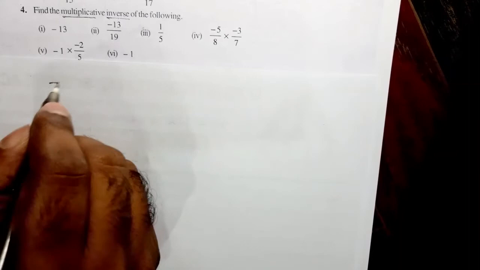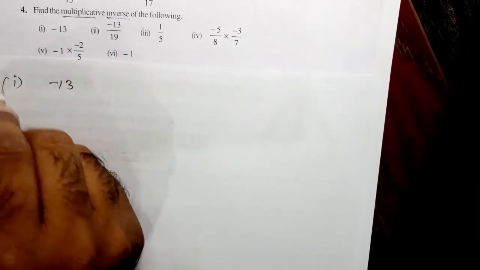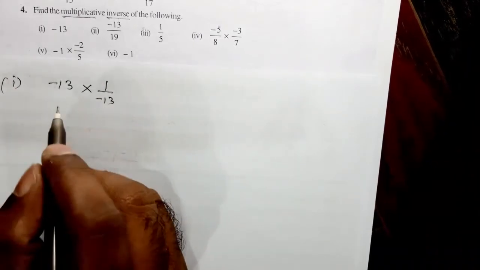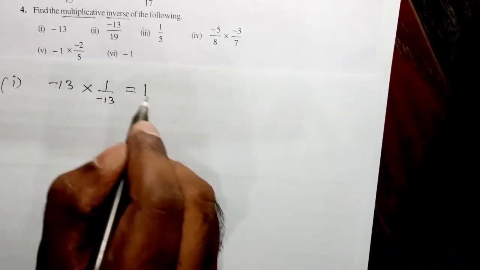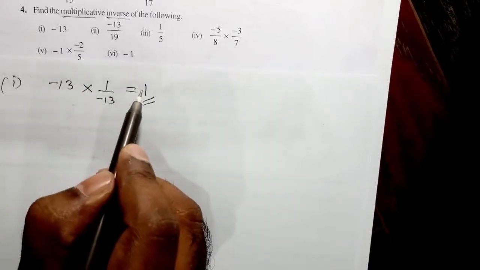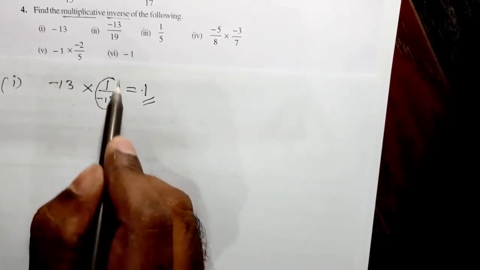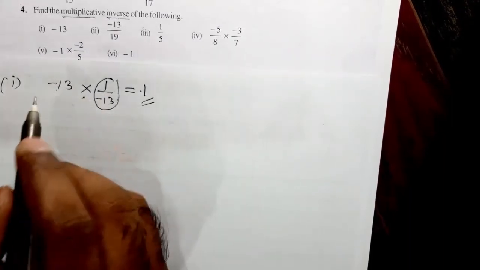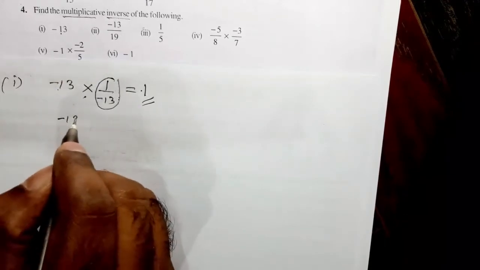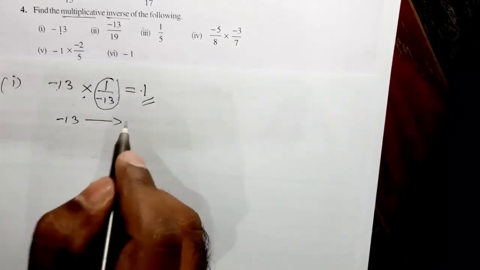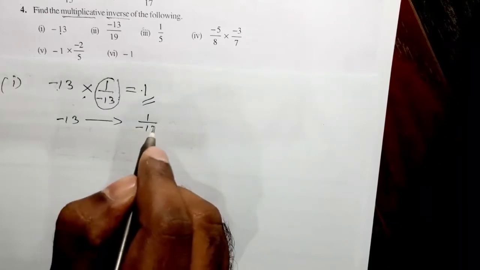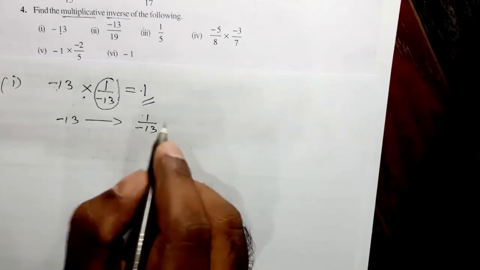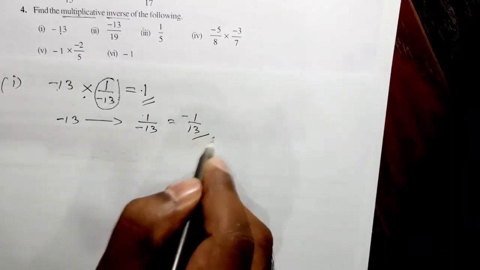Here the number minus 13 is given, the first one. We know that this is into 1 by minus 13. What will we get? This 13 will be cancelled, the answer will be 1. Such a way the answer is getting 1, then the second number is the inverse of this number in the case of multiplication. So we are going to write minus 13. Don't write equal, its multiplicative inverse is 1 by minus 13. This negative symbol we can usually give on the numerator. So the answer will be minus 1 by 13.